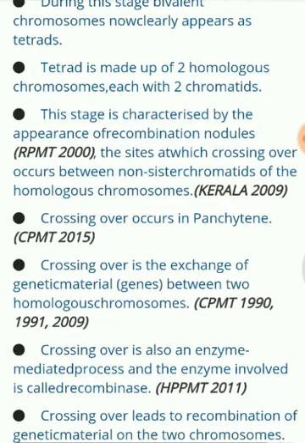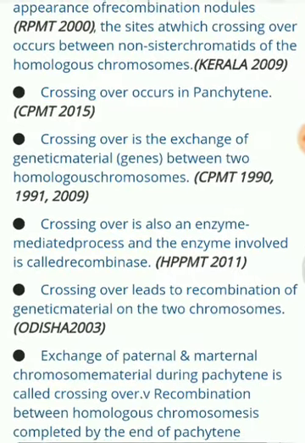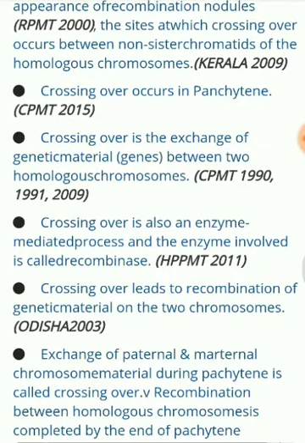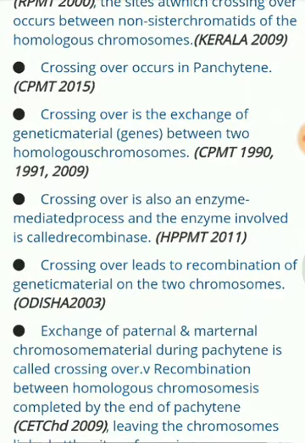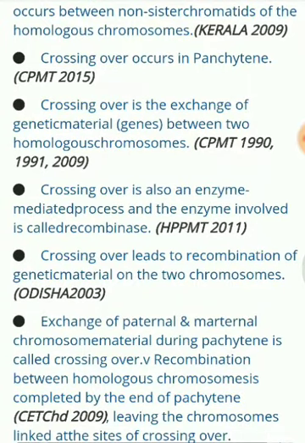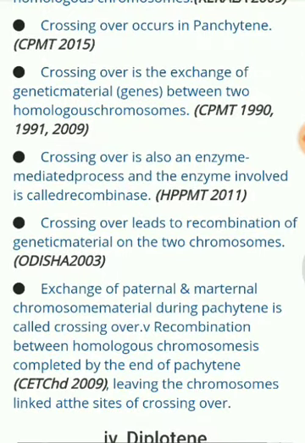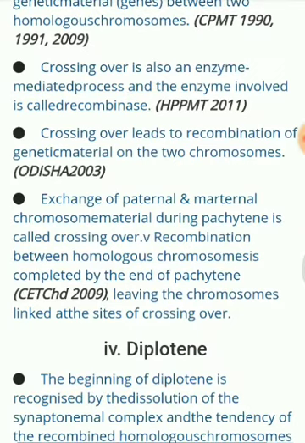Crossing over is an exchange of genetic material between two homologous chromosomes. Crossing over is an enzyme-mediated process, and the enzyme involved is called recombinase. Crossing over leads to the recombination of the genetic material on the two chromosomes. Exchange of paternal and maternal chromosome material during pachytene is called crossing over. Recombination between homologous chromosomes is completed by the end of pachytene, leaving the chromosomes linked at the site of crossing over.